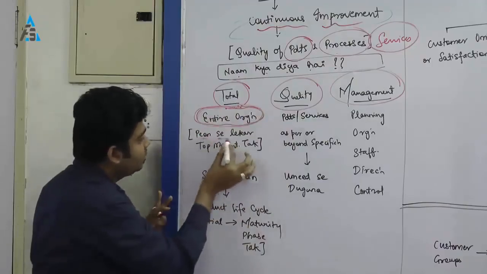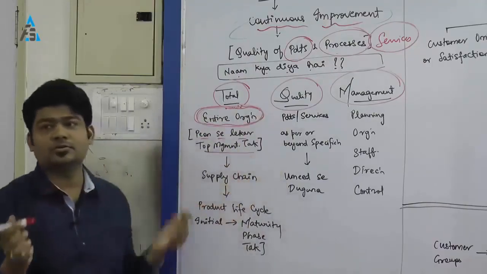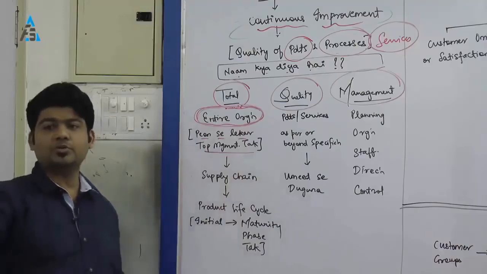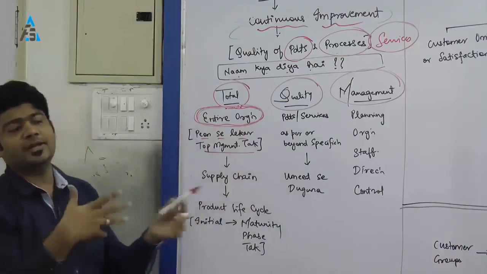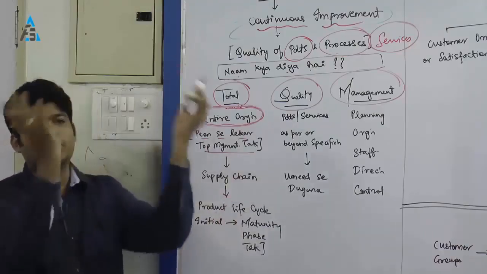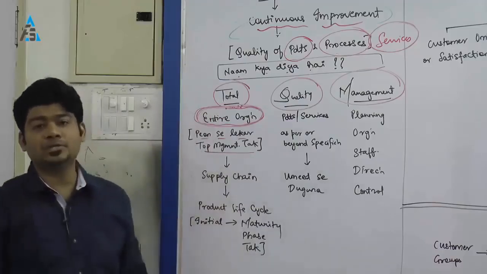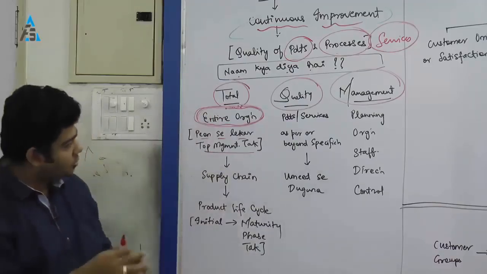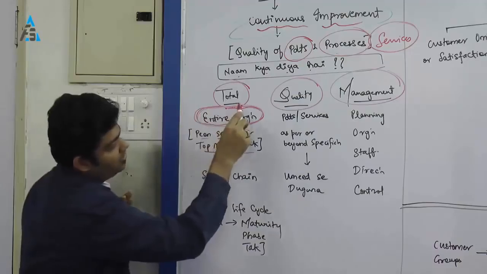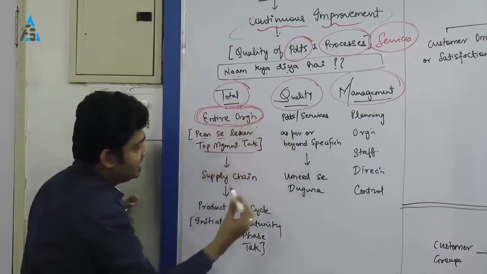I have written here, peon se lekar top management tak. So no, it is not going to be that only one person is going to work on the quality aspect and others will not, because then you will not get a complete product, you will not get a complete service which is defect free. So the word total represents the entire organization.